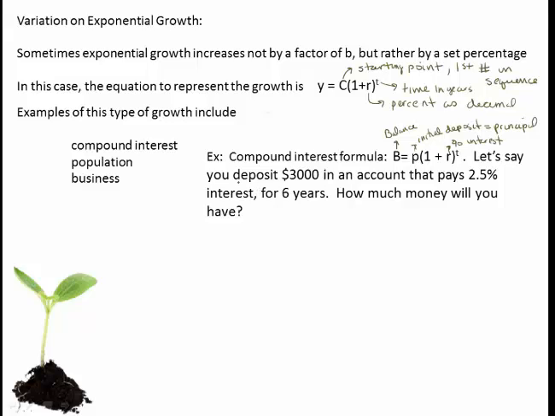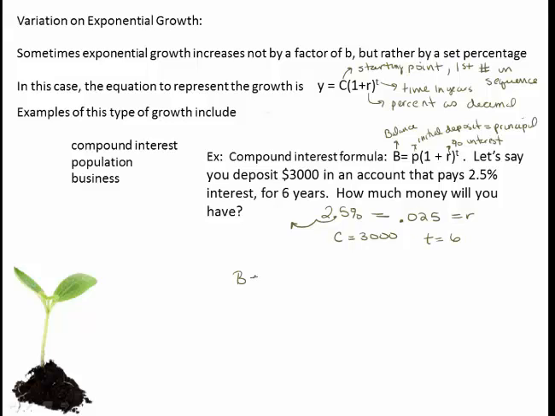So if I deposit $3,000 in an account that pays 2.5% interest for 6 years, how much money will I have? So we're looking at the exponential growth. Now what I need to do is, first I need to turn that 2.5% into a decimal. So I move 2 places to the left. So that's going to be 0.025. So that's R. C is my initial deposit of $3,000, and T is 6 for 6 years.